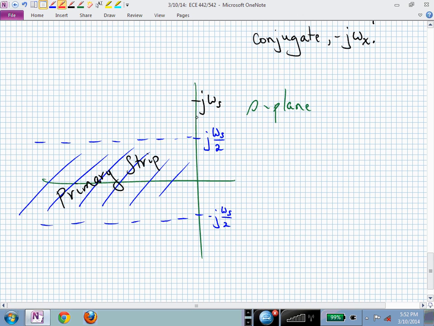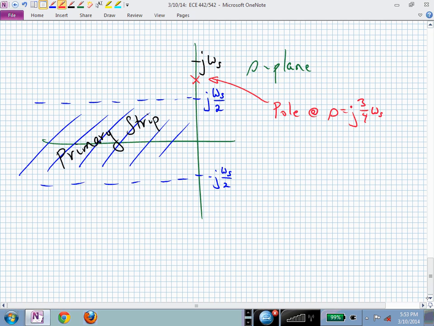Now, suppose that somebody says, oh, I'm not quite sure what you mean. Suppose somebody says, well, then let's put a pole right there. And it's now 3/4 of the way to omega sub s. We now have a pole three-fourths of the way towards omega sub s. What does that look like when we go through this sampling process?